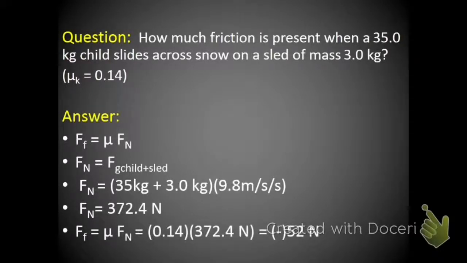Next, we just need to take that normal force, which we calculated, and substitute it in for the normal force in the equation, use the coefficient of friction, and we will get the quantity of friction. That frictional force is going to be opposite the direction of motion, and so we want to indicate that. We can do that with a negative sign, or we can just do it by saying in the opposite direction.